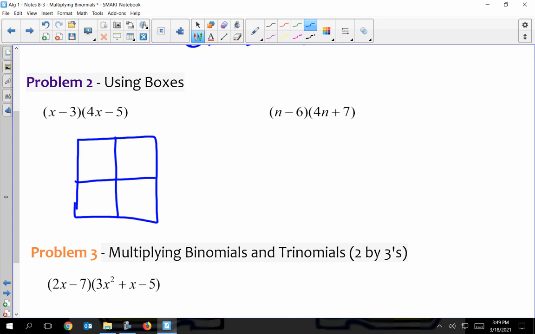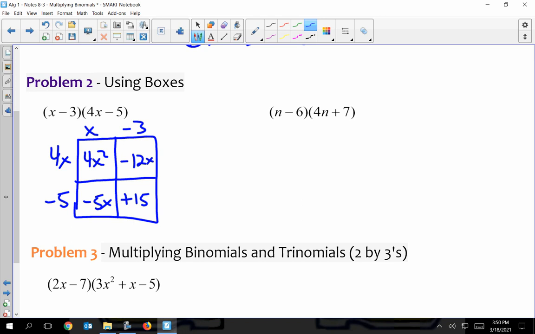Okay, I'm going to put the first one across the top. Doesn't matter, I could put it down the side. I just put that one on the top, and then I'll put the other one down this side. Okay, make sure bring the signs with it, okay? 4x times 1x is 4x squared. 4x times negative 3 is negative 12x. Okay, and then I'll come down to the negative 5. Negative 5 times x is negative 5x. And negative 5 times negative 3 is going to give me a positive 15. Okay, so just be careful with that.